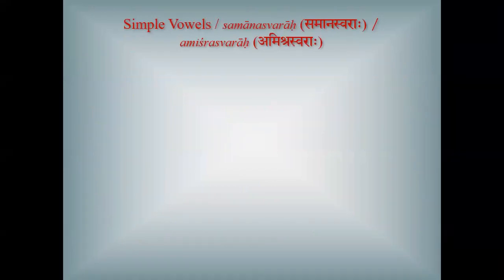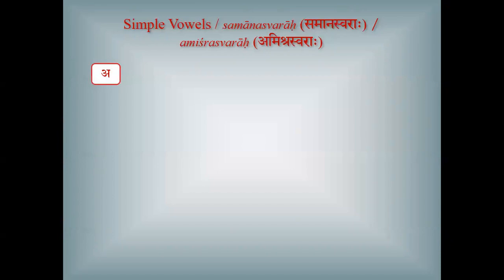When we see the conjunct vowels, the simple vowels are called Samana Swaraha. Swaraha means vowels, as we have seen. Simple vowels are called in Sanskritam Samana Swaraha. Another name is Amishra Swaraha. Another name for simple vowel is Amishra Swaraha. Samana Swara or Amishra Swaraha. So what are they? First letter is A. A is the first letter. Except in English, in all the Indian languages, you will find the first letter of the language will be A.